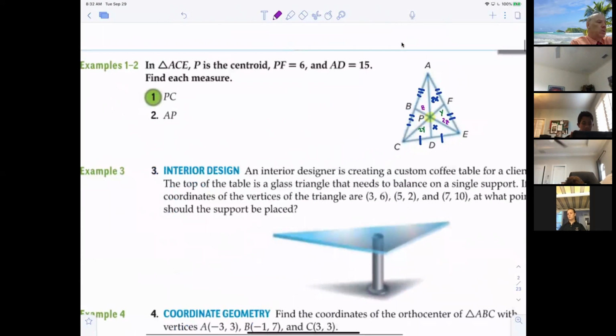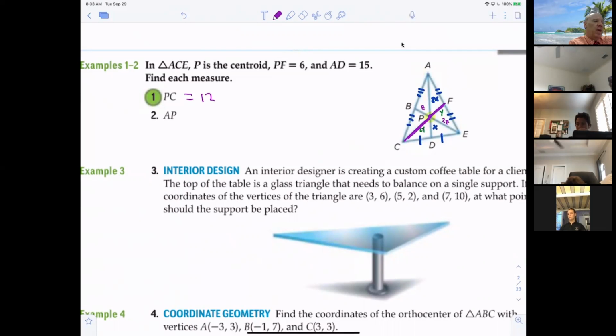So now, if PF is 6, what's PC? 12. Good job. It's either 3 or 12. And I always tell kids, just look at the picture. You can always tell from the centroid to the vertex, it's always bigger than from the centroid to the side.